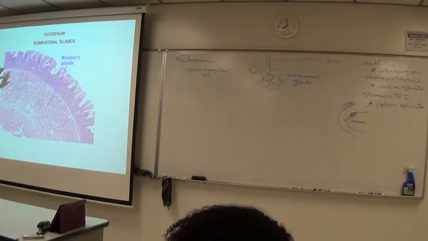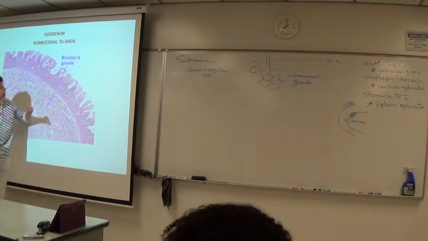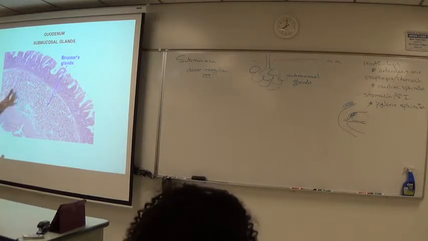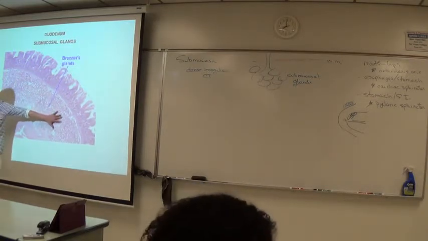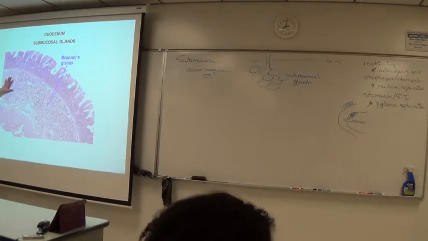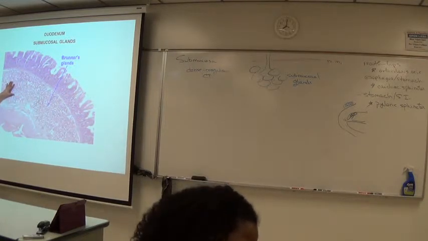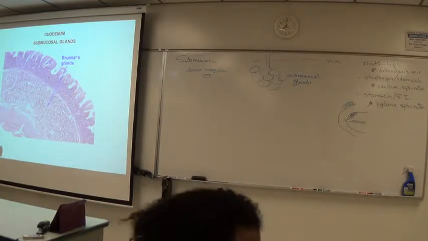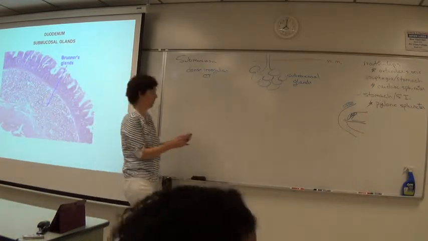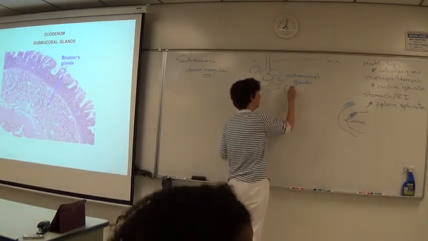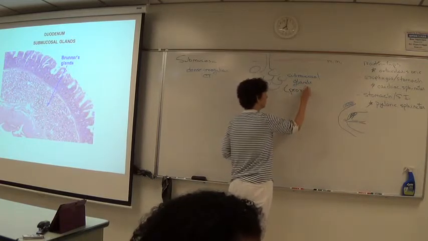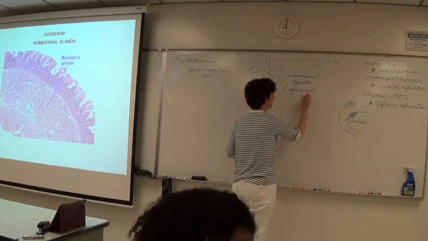So on this image here, these are intestinal villi, and these, you can see how dense these glands are. They look like they take up the entire submucosal region. So, submucosal glands in the proximal duodenum.